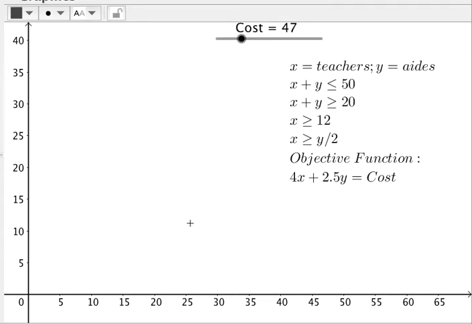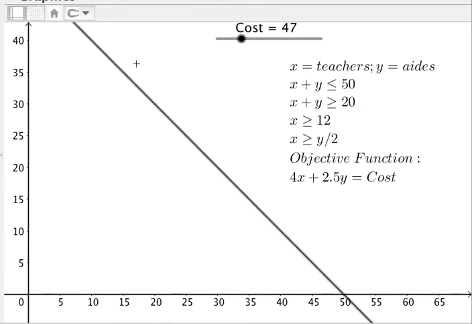Okay, let's take a look at this problem that we had where we had the teachers and the aides, and we were trying to minimize the cost, and we were told a couple things. We were told, first of all, that the total number of teachers plus aides has to be less than or equal to 50. So we graphed that line there as the boundary for that inequality region.